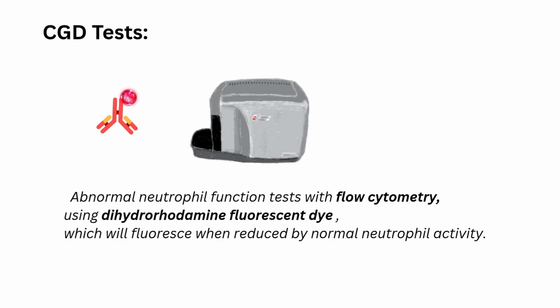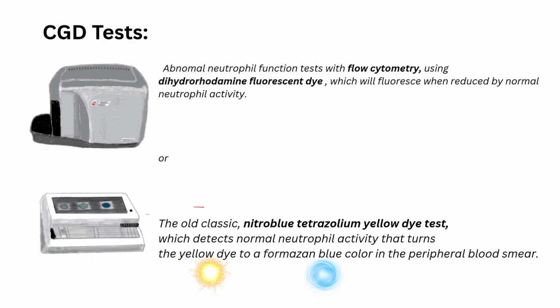Abnormal neutrophil function can be measured using flow cytometry using dihydrorhodamine fluorescent dye, which will fluoresce when reduced by normal neutrophil activity, or the old classic nitro blue tetrazolium yellow dye test, which detects normal neutrophil activity to turn the dye to a formazan blue color in the peripheral blood smear.